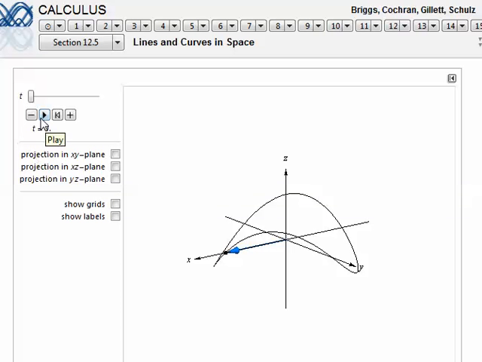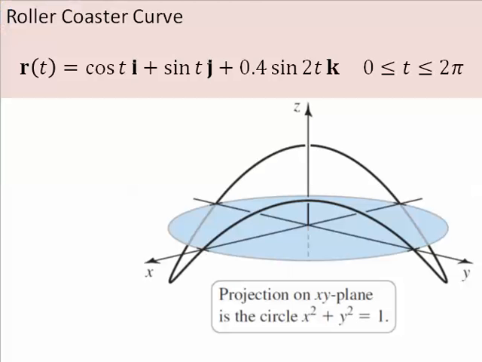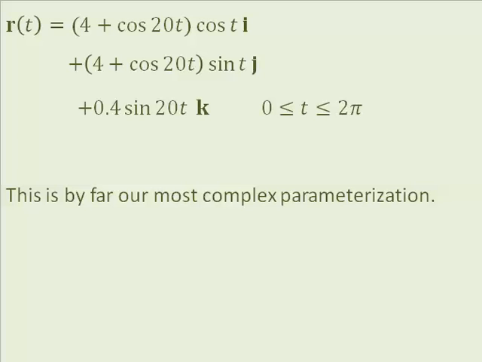Going back to the e-book and hitting play, I can see the curve being played out. Want to see that again? Let's do that one more time. So in a time of 2 pi, it goes up and down twice and around as well. And that's our roller coaster curve. All right, our last parameterization for this part 1.